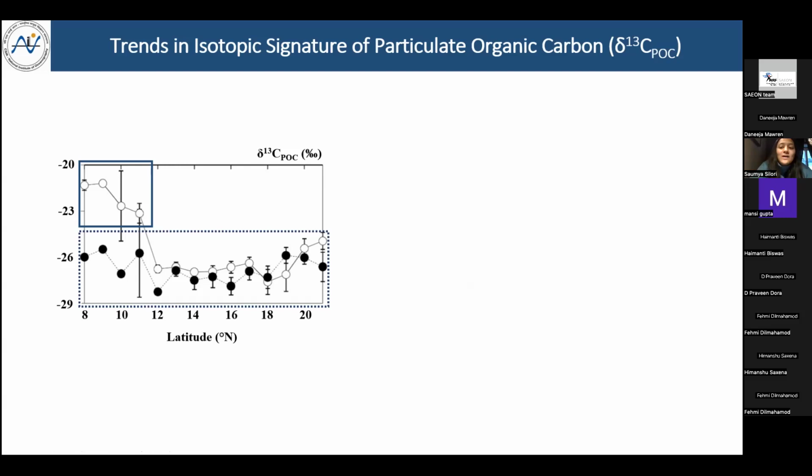Now, if we were to go by what is traditionally assigned to the different biological organisms, we would say that, okay, the lower values lie between -29 to -26, which is what we usually observe for C3 terrestrial plants. And then at the southern stations, we have values close to -23 to -20, which is what we observe for marine phytoplankton. That kind of makes sense for the southern stations because there's a lot of nutrients, so microphytoplankton, particularly diatoms, would take advantage of that and would be present in abundance.